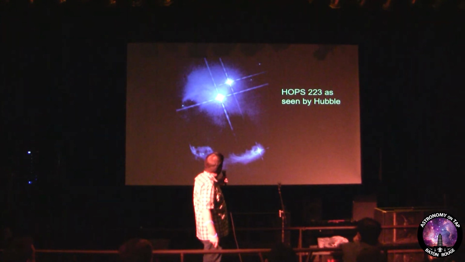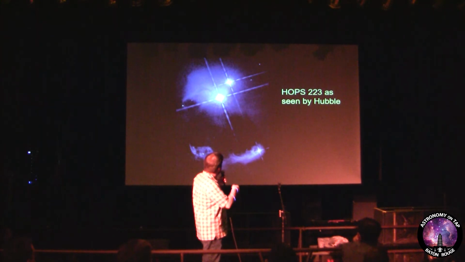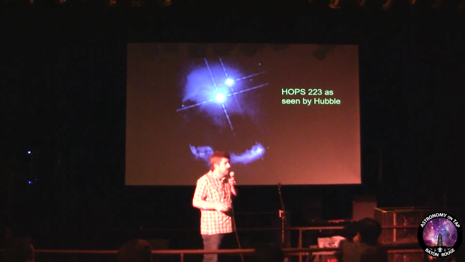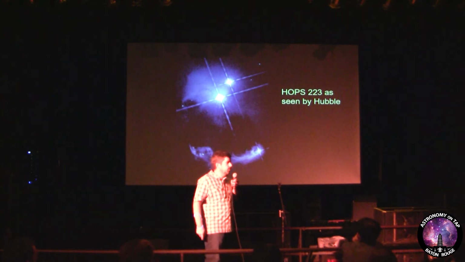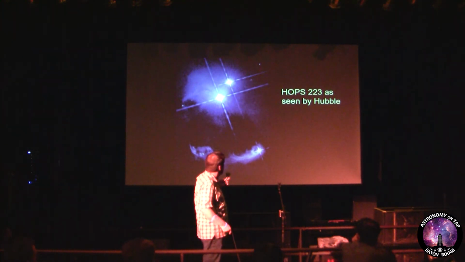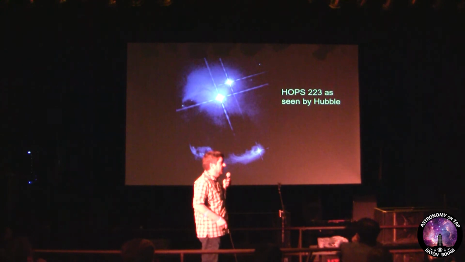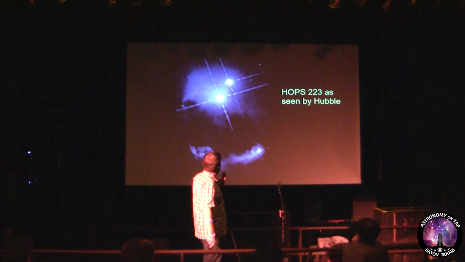After we knew about the outburst, we got an image of it with Hubble, and here's the HOPS 223 outburst as seen by Hubble. A lot of these outbursts have these kind of messy, fuzzy nebulae around them. So that's something we look for. We think that all the extra light and heat that comes from these stars interacts with the surrounding dust cloud and brightens it like that.